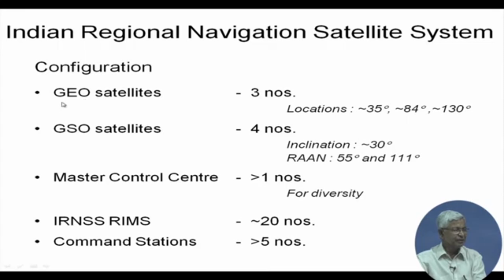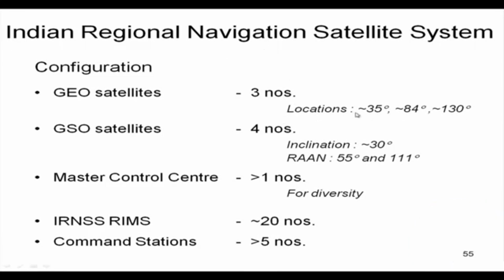The configuration is 3 GEO satellites. You try to recollect, it is a geostationary satellite. So their locations are known, approximately 35 degrees east, 84 degrees east, and 130 degrees east. So it is a regional system. Therefore, it is not covering the whole earth, only the Indian region, the Indian landmass as well as surrounding ocean, nearby ocean area.